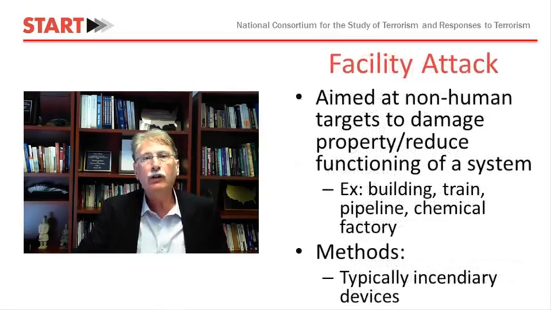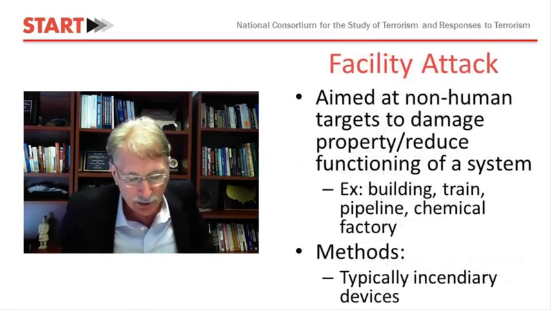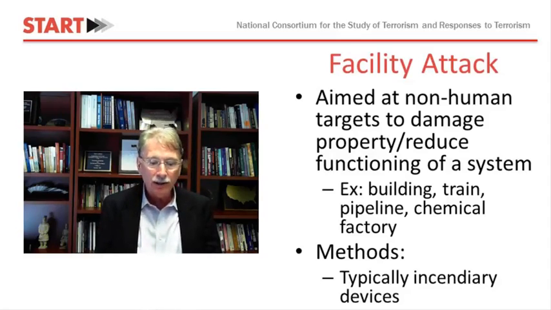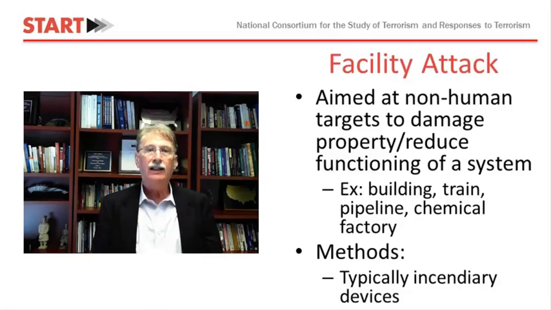We also have a large category called facility or infrastructure attacks. These are attacks that are aimed at a non-human target. They could be aimed at a building, at a monument, at a train, at a pipeline, at a chemical factory. And if they do not involve explosives, we would count them as facility or infrastructure attacks. Attacks involving incendiary devices such as Molotov cocktails or firebombs are typically classified as facility or infrastructure attacks.